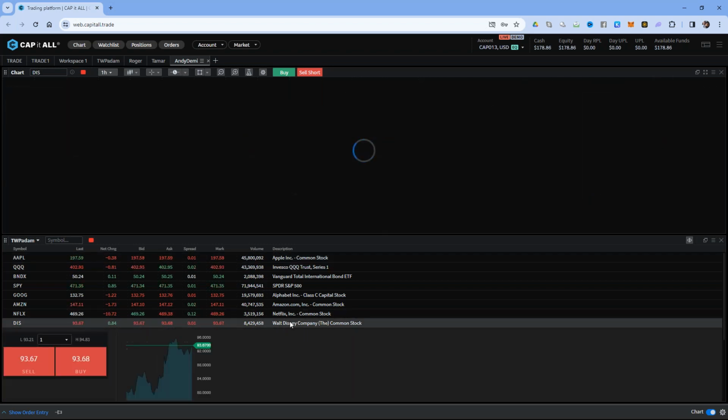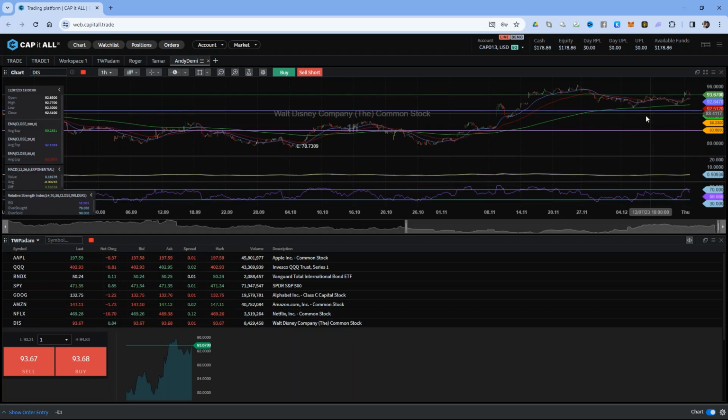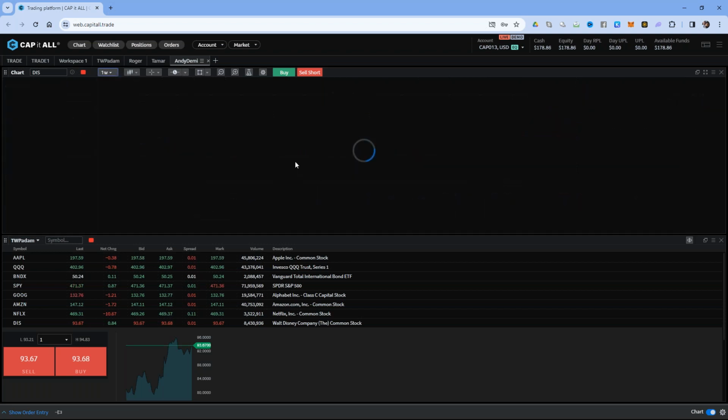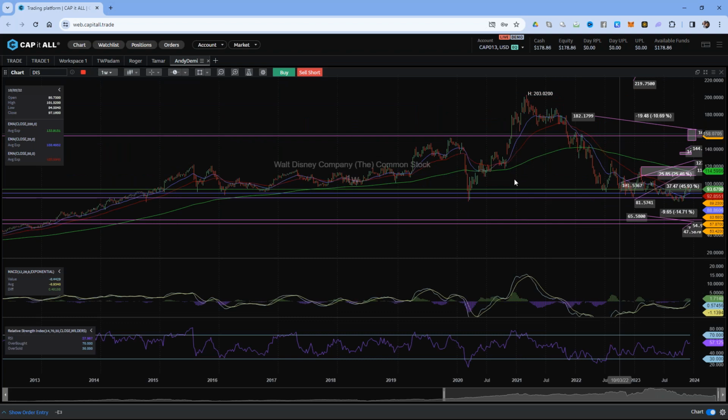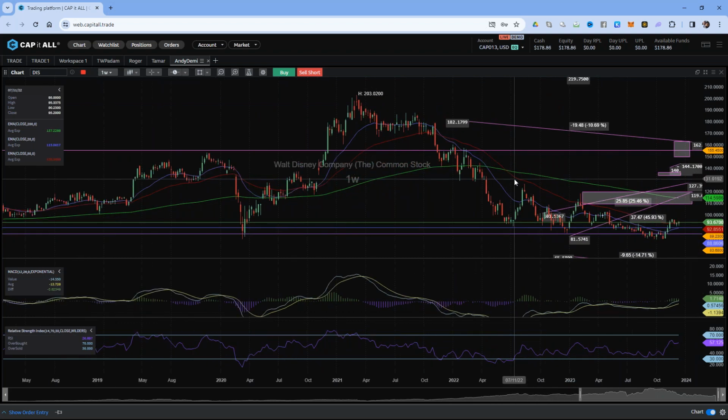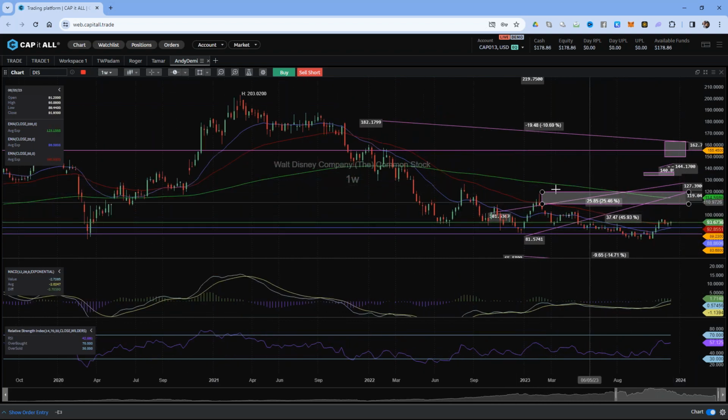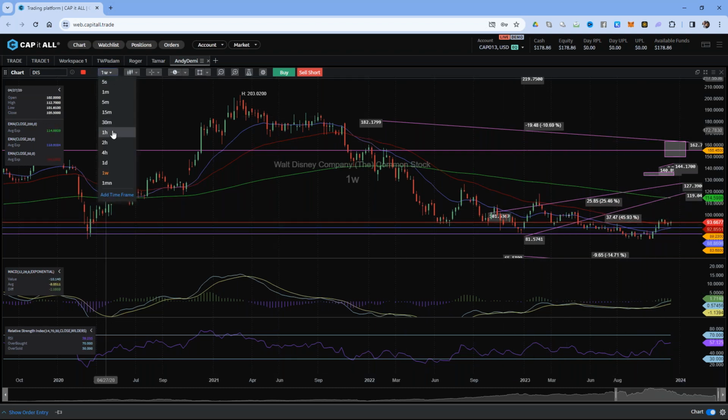Let's have a little look at Walt Disney. So Walt Disney, if we take a look at the weekly time frame, I should have some analysis on this one. Yeah, so you can see here, again, it's very much consolidating. You can see that from the moving averages, really not doing a lot here. This is a good one if you want a range trade.